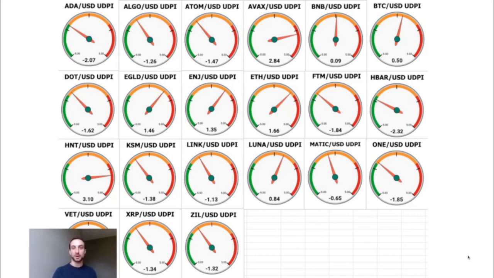So, you know, Bitcoin, as I mentioned, is at 0.5 after being above one just a few days ago. So it's come down a bit, but obviously it still has downside potential remaining. It's in pretty neutral territory when we just look at the UDPI gauge. And then you can see that altcoins are all over the place.